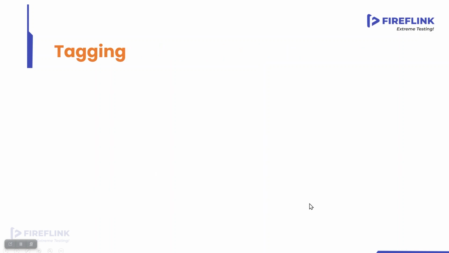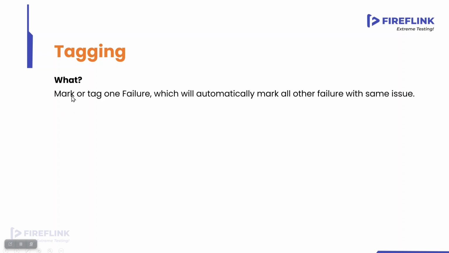For that, we have a concept called tagging in FireFlink. So what will this tagging do? First of all, what is this tagging? When I say tagging, it means marking or tagging one failure. I will go to any one particular script and tag that particular failure, which will automatically mark all other failures with the same issue. Right? So let me take the same example.